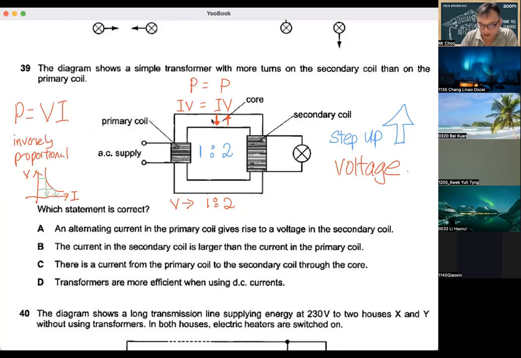So for B, it is wrong. B will be incorrect because the current in the secondary coil will be lower. Is that clear?